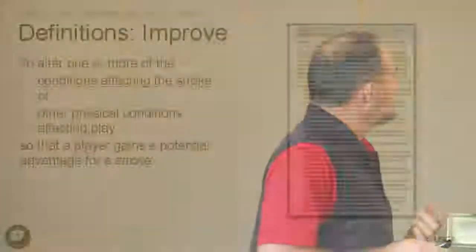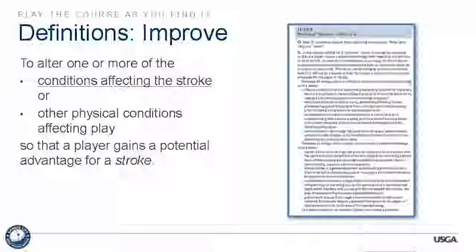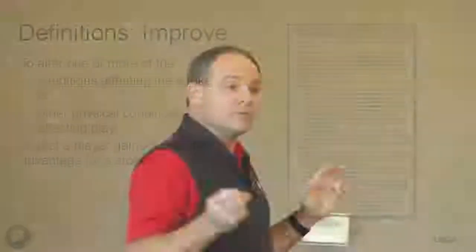Okay, so definitions, improve. This comes directly from the decisions, and they put it right into the rules. To alter one or more of the conditions affecting the stroke or other physical conditions affecting play. So anything that you are getting out of your way so that you can make a stroke is going to be falling underneath this definition of improve. You're not allowed to do that in certain situations.